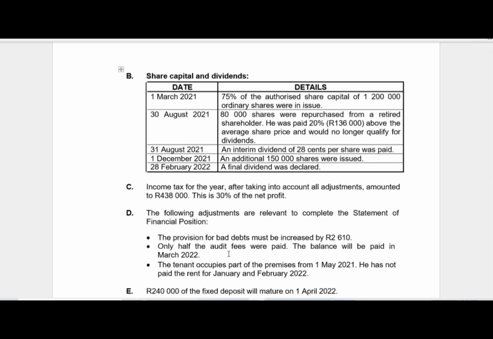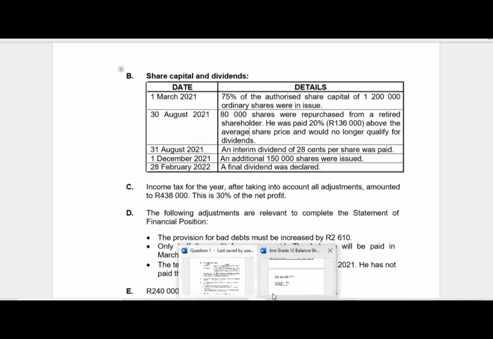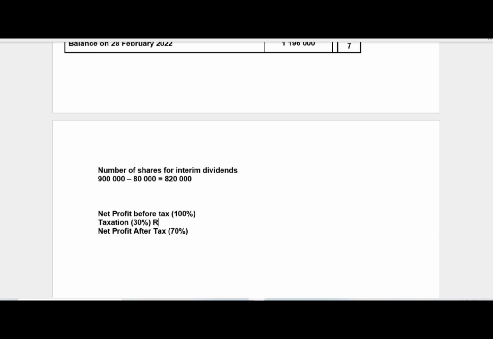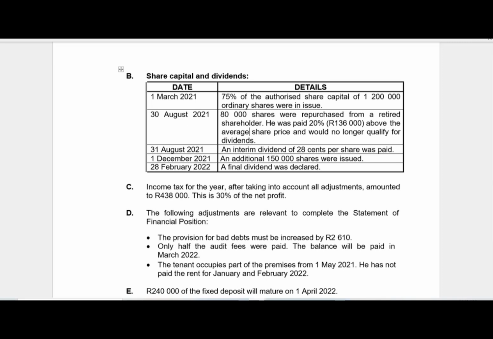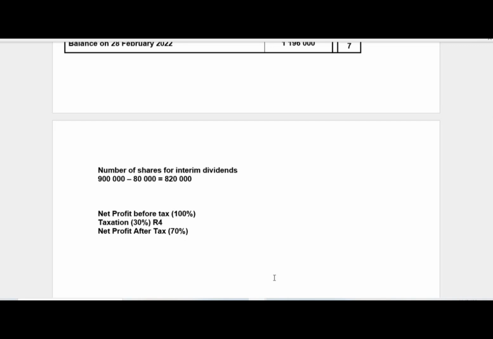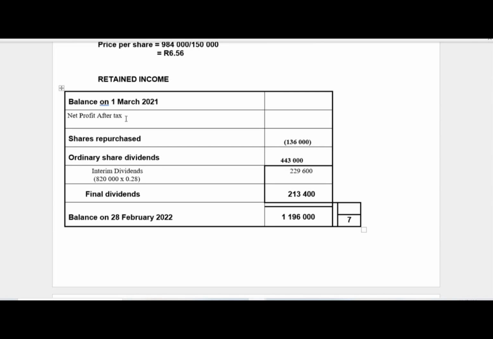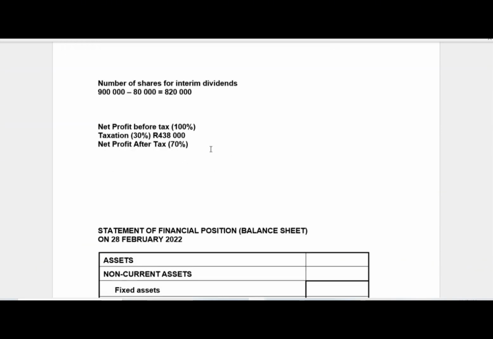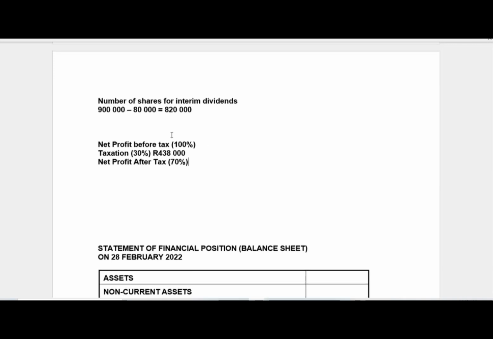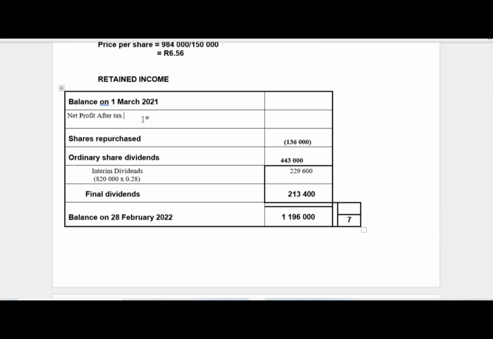So 30% of the net profit, they refer to the net profit before tax. Let's check that amount again. We have 438,000 as the rand value. So your 438,000 is 30%. In the retained earnings note, you need 70%. So for you to calculate this 70%, you are just going to say, in brackets, 438,000 multiplied by 70 out of 30.